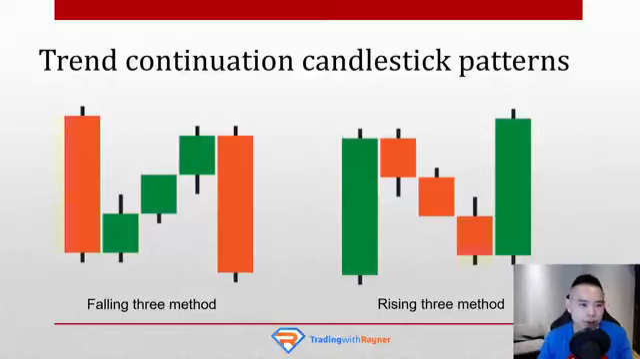Now, some of you might be thinking, hey, Rainer, why is this called a falling tree method? Isn't this three candles rising? And hey, Rainer, why is this called a rising tree method?